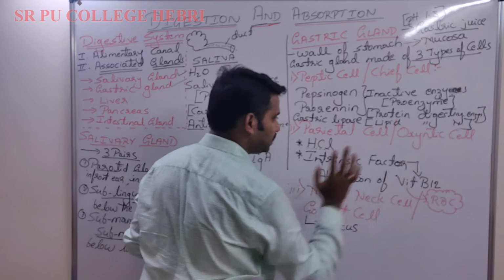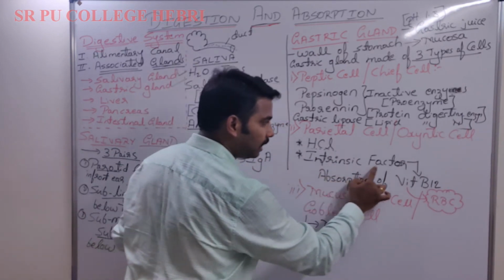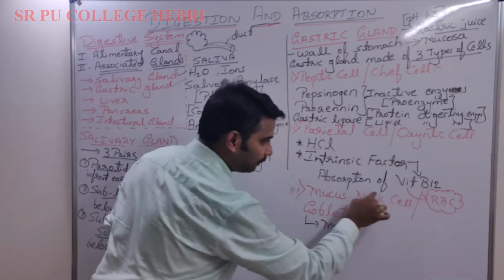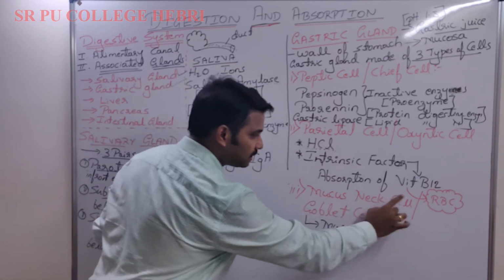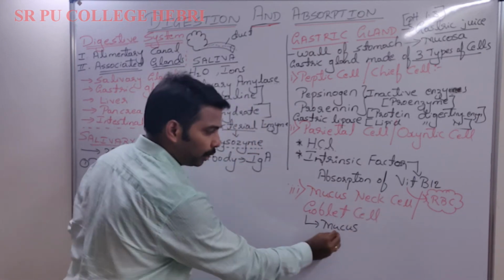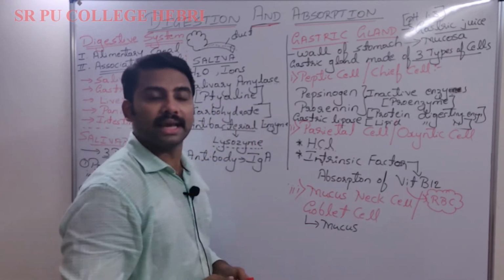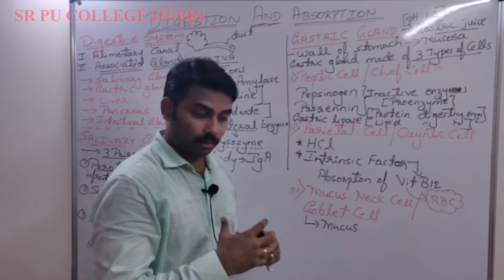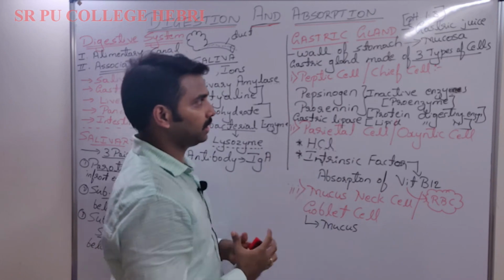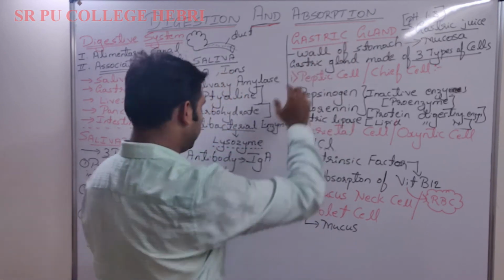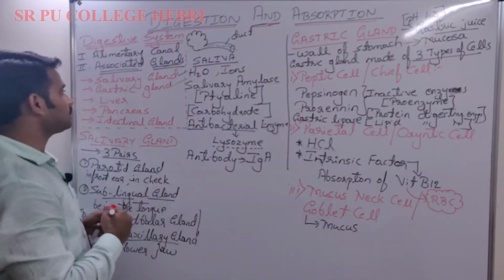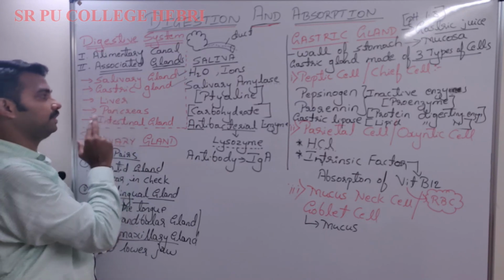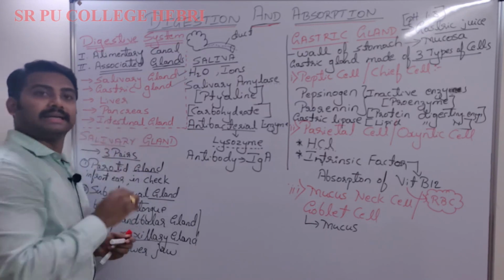Parietal cell or oxyntic cell produces HCl and intrinsic factor. This concept is very important. Mucous neck cell or goblet cell produces mucus, which neutralizes the acidic nature of the gastric juice. This is all about gastric gland. In my next session, I will continue with liver, pancreas and intestinal gland.